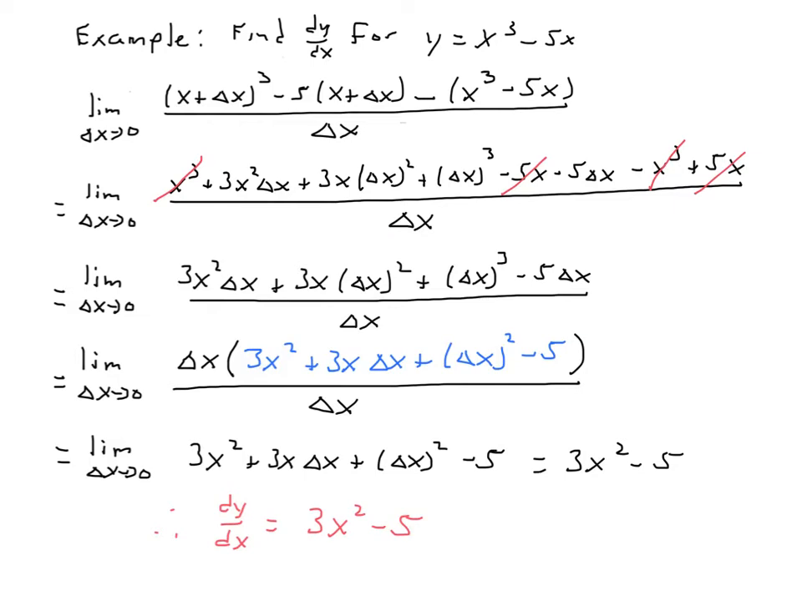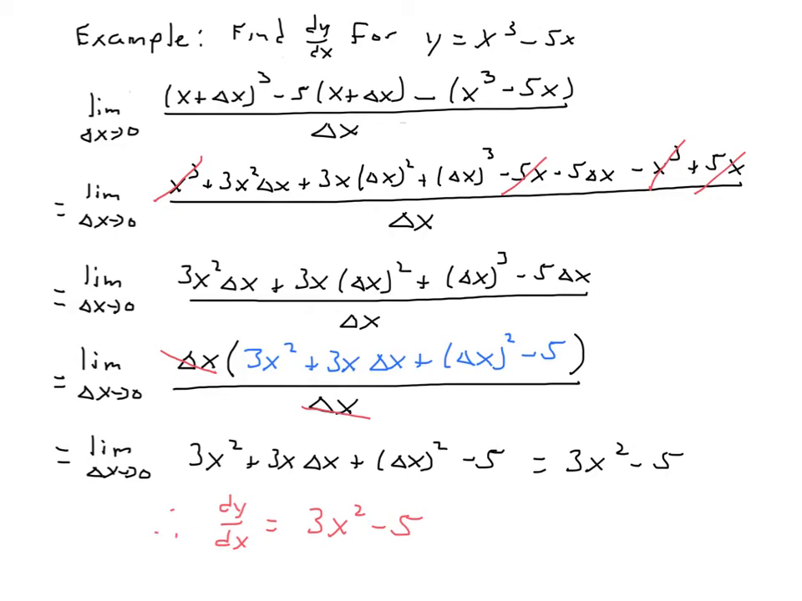If you look up there in the numerator, everything without a delta x is gone. So I do have a common factor that I can pull out. The next thing I'm going to do is pull out that factor of delta x, and what you see in blue is what I'm going to have left: the 3x squared plus 3x delta x plus delta x squared minus 5. Just pull that common factor out. At this point, I also have another common factor I can get rid of, and that's the delta x's. That delta x and that delta x will cancel each other out.